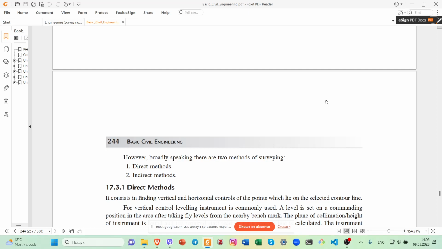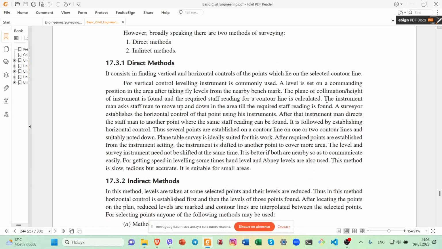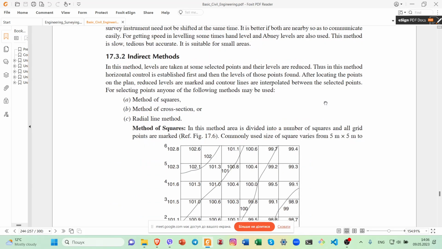Here you can see different methods of contouring. Direct and indirect method.